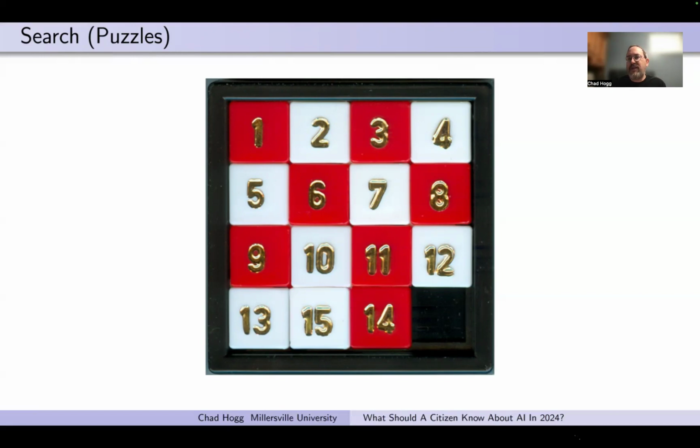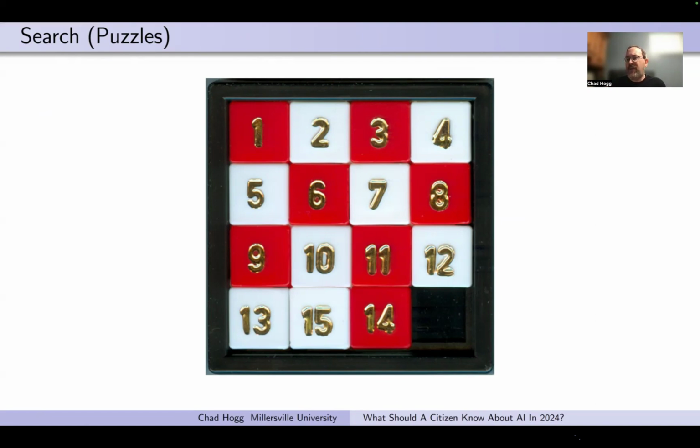So the way you play with this puzzle is you start with the tiles in some arbitrary order, and you try to get them to 1, 2, 3, 4 across the top row, 5, 6, 7, 8 across the second row, 9, 10, 11, 12, 13, 14, 15, and then the empty space. This picture shows one that is very close to being solved, but it's not solved. The 14 and 15 are in the wrong order.